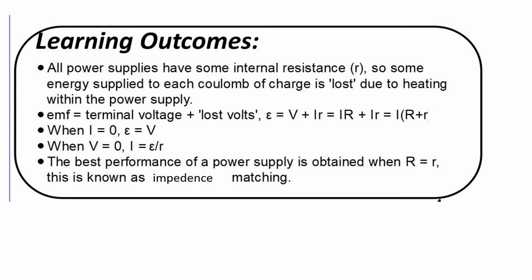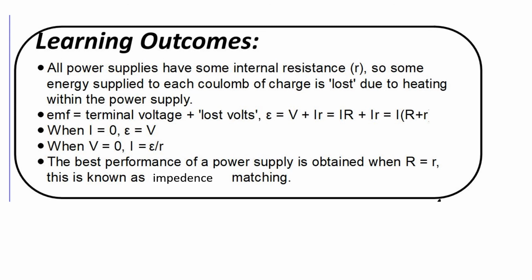So we should know that all power supplies have some internal resistance. So some energy supplied to each coulomb of charge is lost due to heating within the power supply. The EMF is equal to the terminal voltage plus the lost volts, and there are different ways of expressing that as shown here. When I equals 0, then the EMF is equal to the terminal potential difference. So that's a very high resistance circuit or an open circuit.